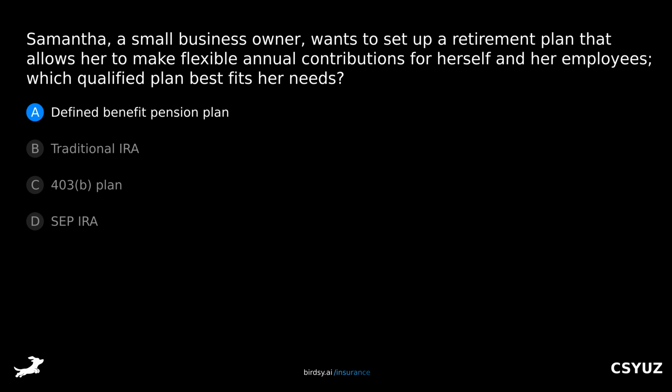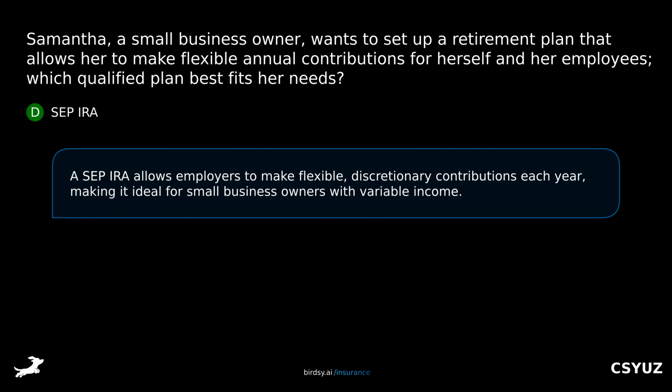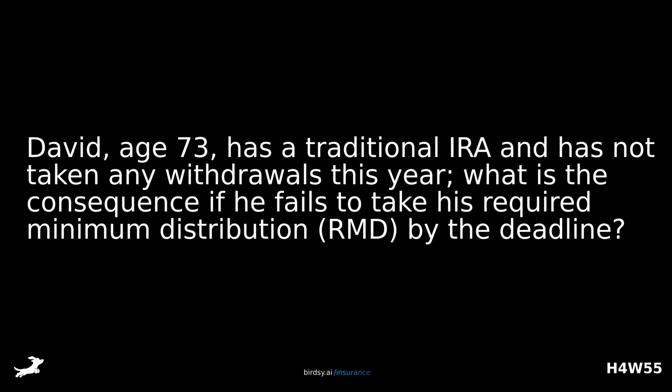Is it A, defined benefit pension plan, B, traditional IRA, C, 403(b) plan, or D, SEP IRA? The correct answer is D, SEP IRA. A SEP IRA allows employers to make flexible, discretionary contributions each year, making it ideal for small business owners with variable income. David, age 73, has a traditional IRA and has not taken any withdrawals this year.